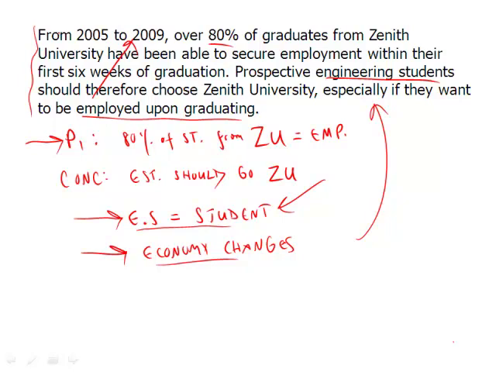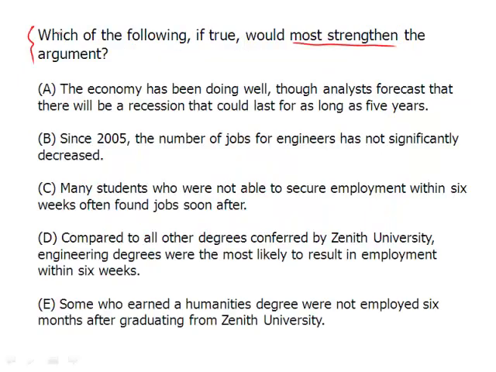The thing, though, is in a strengthen question, you want to plug up the hole. Therefore, the correct answer is going to say that engineering students are exactly the same as other students who graduate from ZU, or engineering students are even more likely than other students graduating from ZU to get a job after graduating. So, that said, let's go down here to the answer choices.